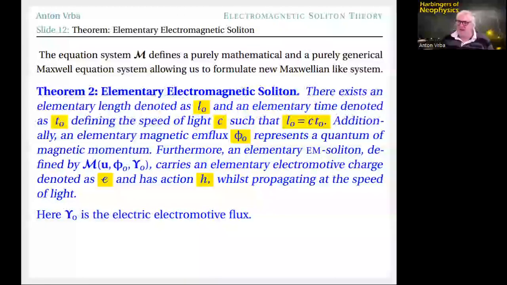Additionally, an elementary magnetic flux, I call them M flux, phi O represents a quantum of magnetic momentum. Furthermore, an elementary electromagnetic soliton, defined by these equations we just studied earlier, carries an elementary electromotive charge E and has an action H while it propagates at the speed of light. And here, epsilon O is the electric electromotive flux. This is a term that is new to physics, and nobody talks of electromotive or of electrostatic flux or electric flux.